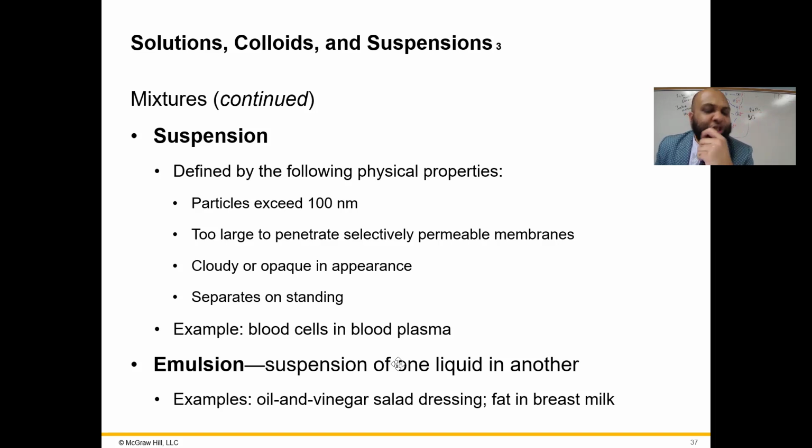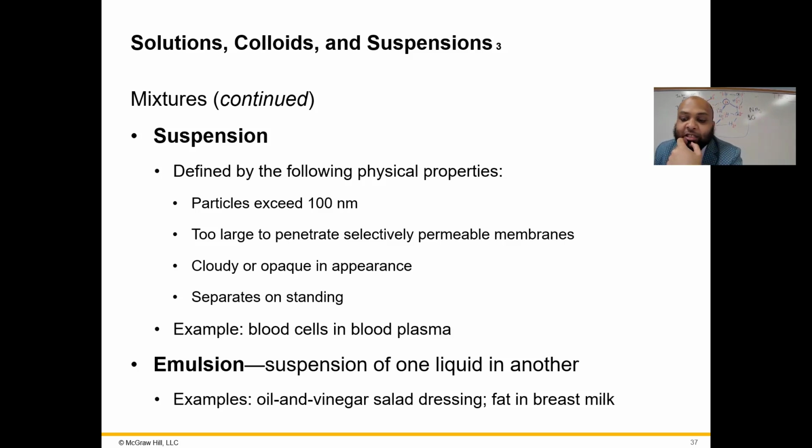Now, what's an emulsion? An emulsion is when you have a liquid in a liquid. Remember we said a solution can be made up of solutes that are liquid, gas, or solid. But an emulsion has to be a liquid in a liquid, like oil and vinegar dressing. Oil is a liquid, vinegar is a liquid, both dissolving in each other. That's an emulsion. That's not a suspension. That's not a colloid. That's not a solution. That's an emulsion.